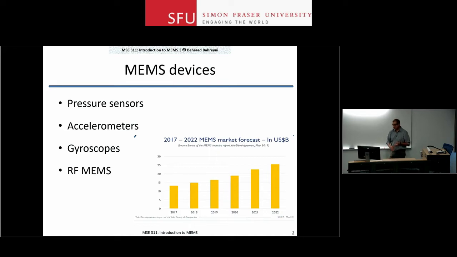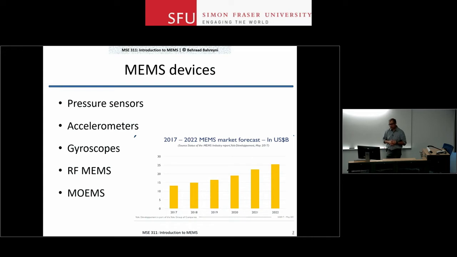RF MEMS is a category of devices which is gaining momentum more and more by the day. This used to be mostly about the resonators that you use to make, let's say, clocks and filters for RF applications, replacing devices that use, let's say, SAW type of resonators with MEMS devices. Nowadays, you are also talking about relays and switches that operate at RF frequencies.